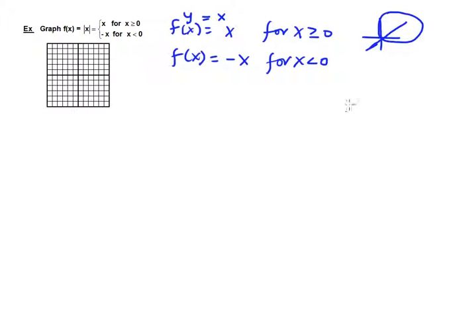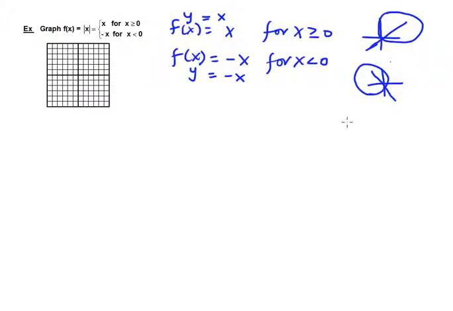Now, if we look at the second equation, y, or f of x, is equal to minus x, or opposite of x, that's going to be a straight line, and the slope on that line will be negative 1, so this one is falling as it goes from left to right, but also passing through the origin. And this is defined for x less than 0, so it's going to be that portion of the graph.